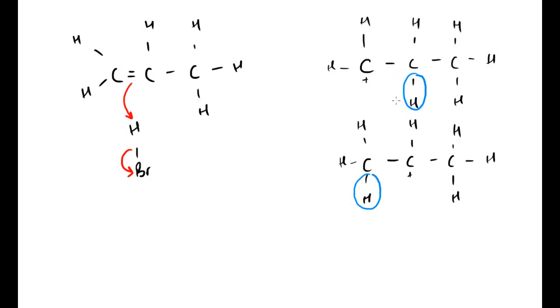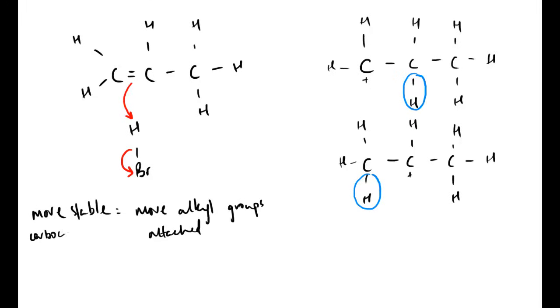Now, in reality, it's not quite as straightforward as it could just join in either place. The carbocation that is produced as the intermediate will be the one that is more stable. And the way that the stability works is more stable equals more alkyl groups attached. I should say more stable carbocation equals more alkyl groups attached to that carbocation.